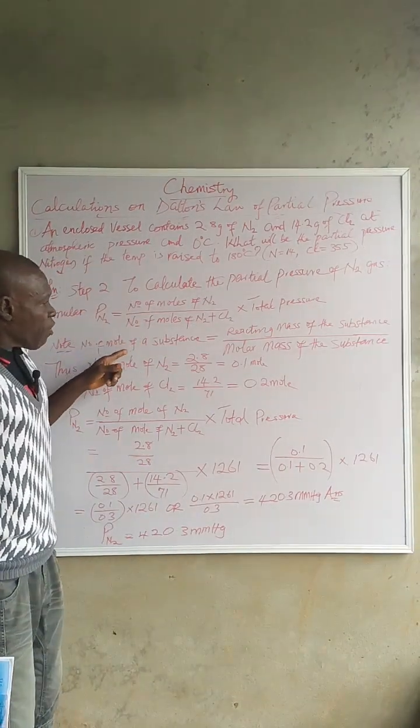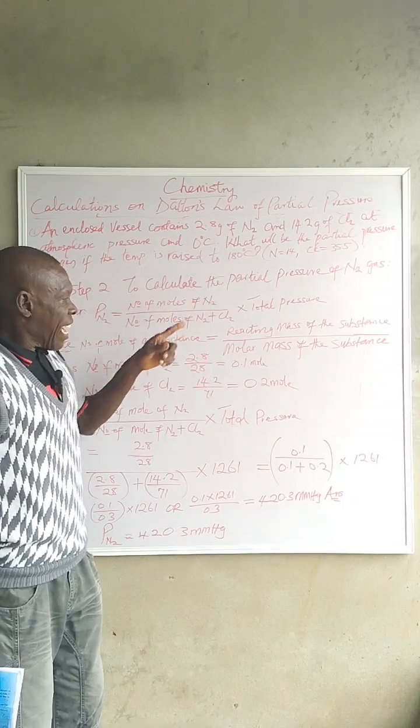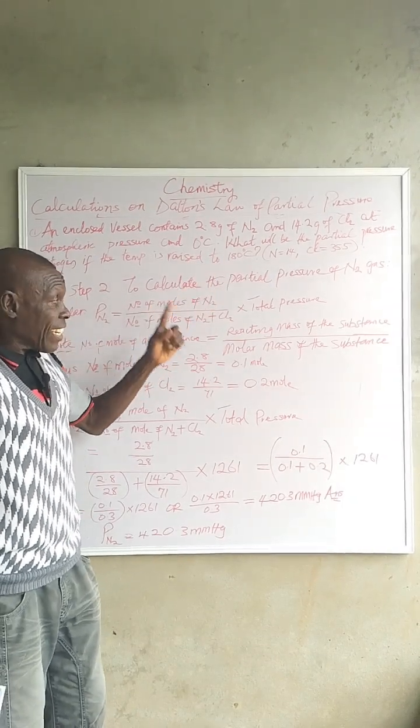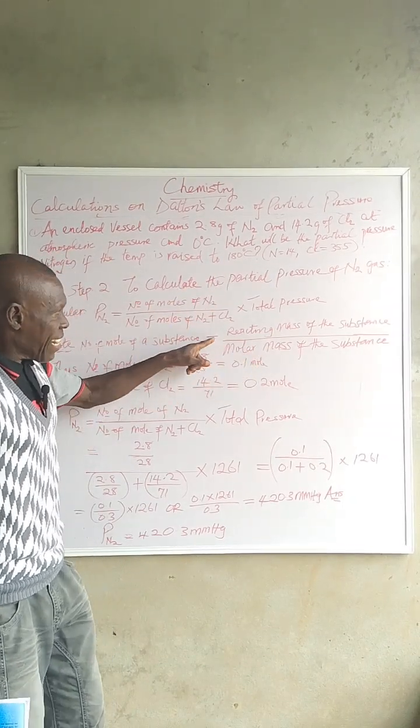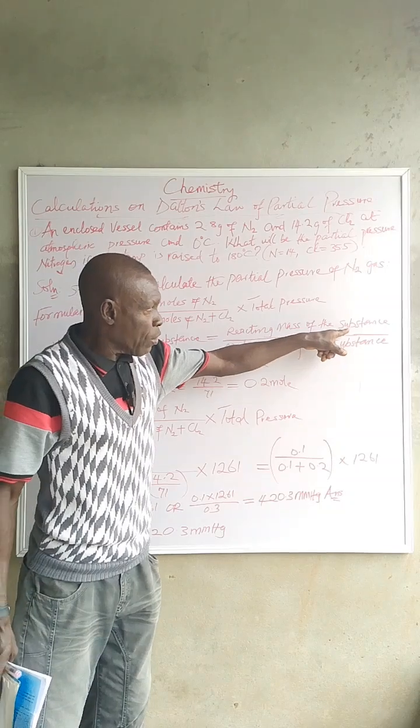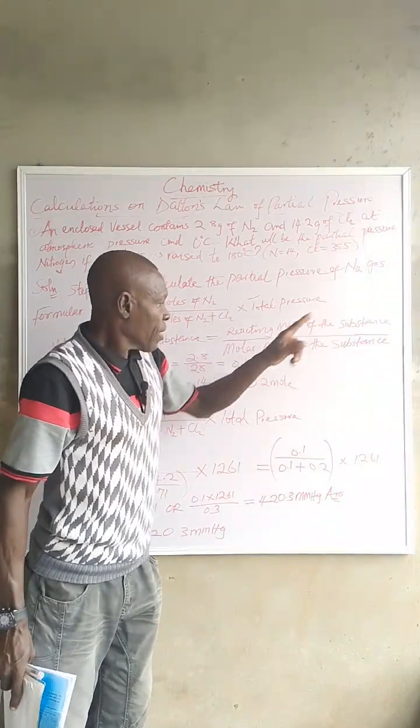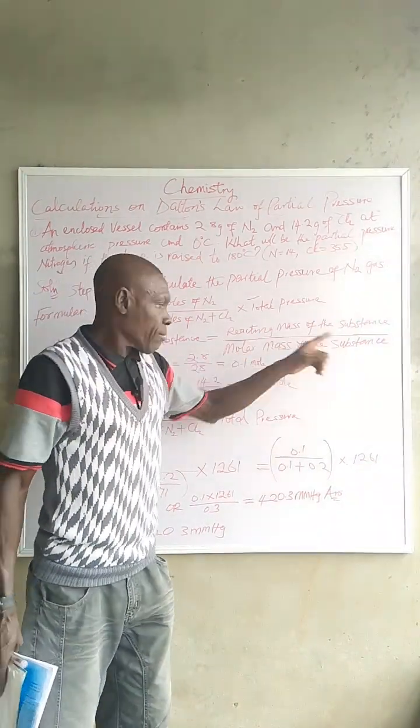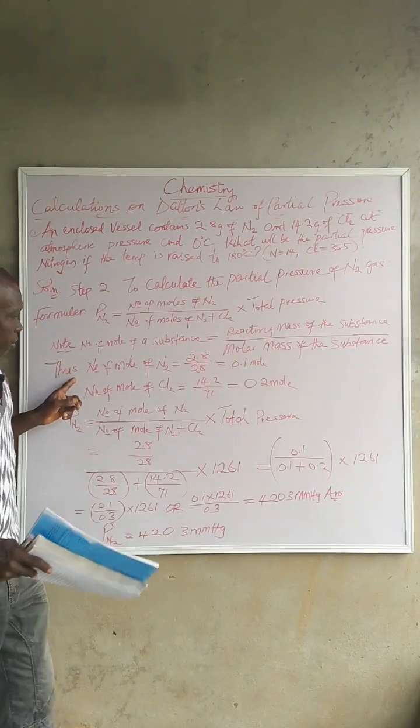So you must calculate the number of moles of nitrogen and that of chlorine. To do that, use this formula: reacting mass of the substance over molar mass of the substance. This substance could be chlorine or nitrogen. Now look at it, and let's calculate.